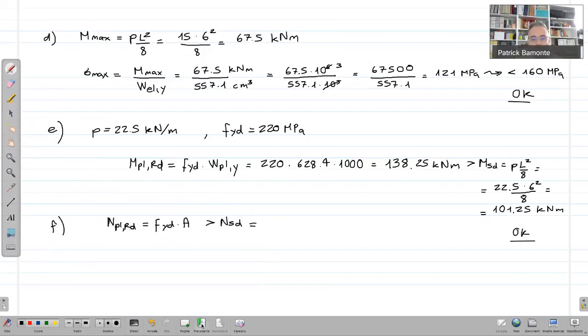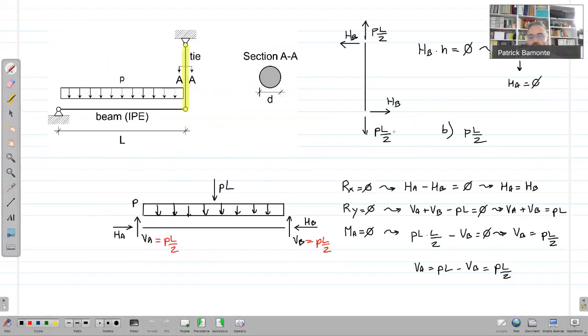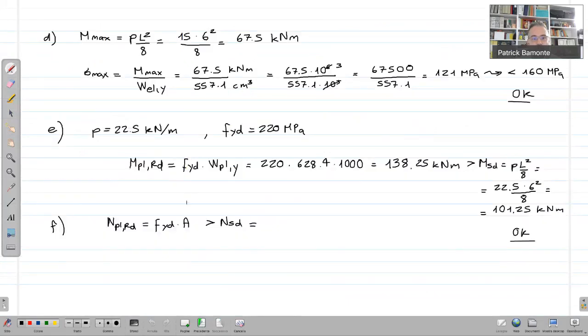What is NSD? Back to the structural analysis part. We know that the tension force of the tie is P, the load, multiplied by the length divided by 2. In the case of this check, which is to be done at the ultimate limit states, so with this value of load, this value of the tension force is 22.5 multiplied by 6 divided by 2. 67.5 kilonewtons, because it's a force. The fact that this value is equal to the value of the maximum bending moment is a mere coincidence, okay? Mere coincidence.